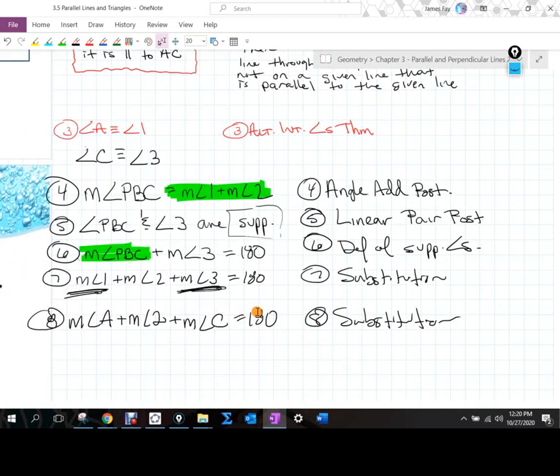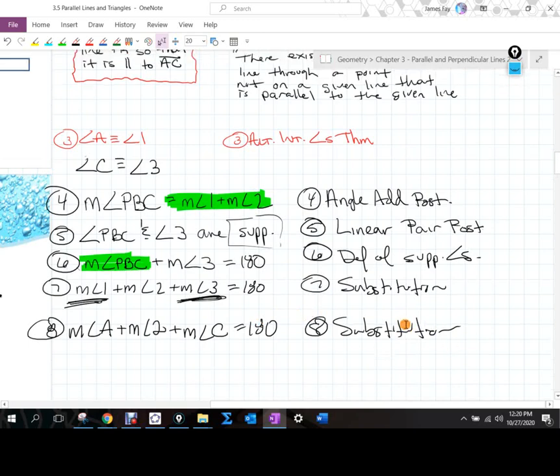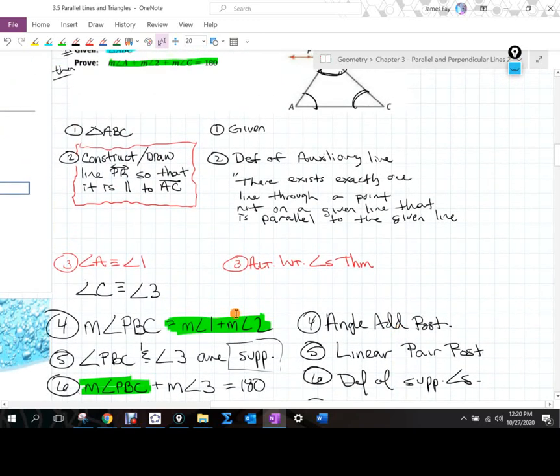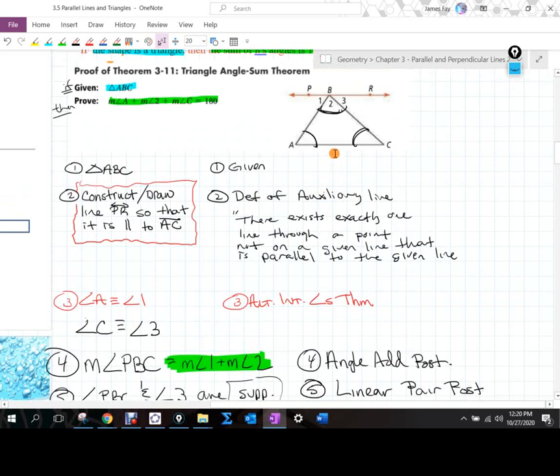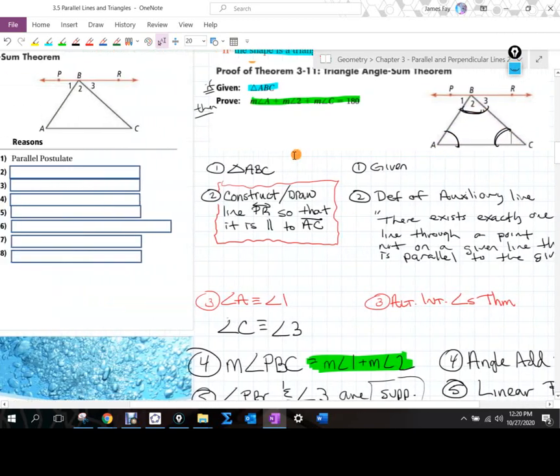And now no matter, because we used A, B, C, 1, 2, and 3 as our angles, and we didn't use specific measurements, that is now consistent for every single triangle we ever draw. Okay? Every triangle we ever come in contact with, these three angles are going to add up to 180 degrees. Is that all right? Okay.